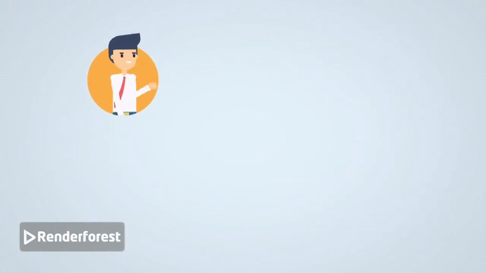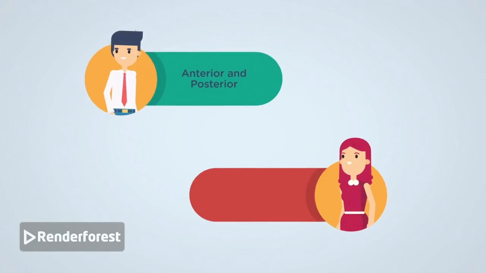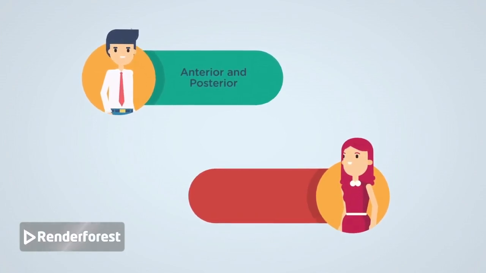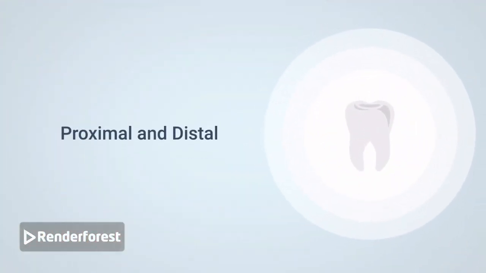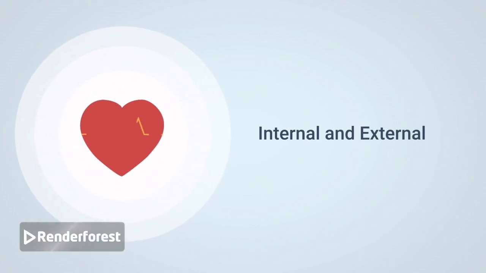In describing relationships, one structure can be anterior or posterior based on which is closer to the front or back of the body. The terms proximal and distal indicate distances from limb roots, while superficial and deep describe distances from the body surface. Internal and external refer to distances from the center of an organ. For example, internal carotid artery is within the cranial cavity.